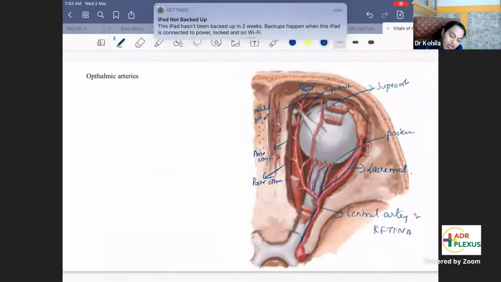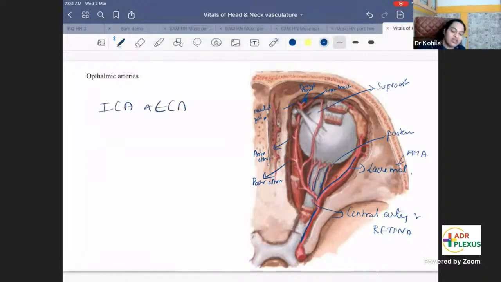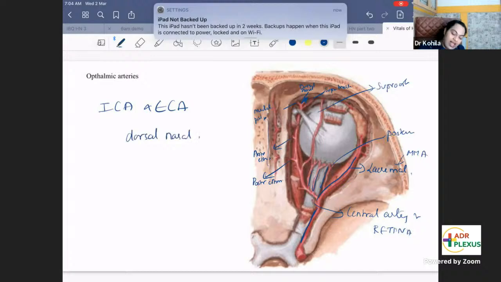Why are we talking about this? The dorsal nasal branch anastomoses with the angular artery on the face. The lacrimal artery will anastomose with a few branches from the middle meningeal artery. So these are the sites of anastomosis between branches of the internal carotid artery and external carotid artery: the dorsal nasal branch and the lacrimal branch of the ophthalmic artery.